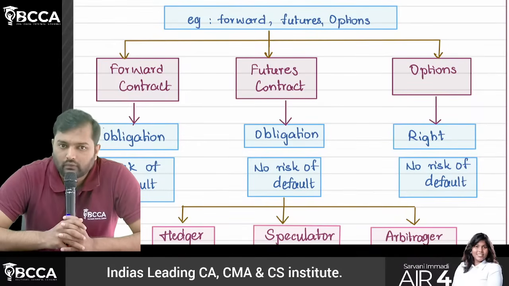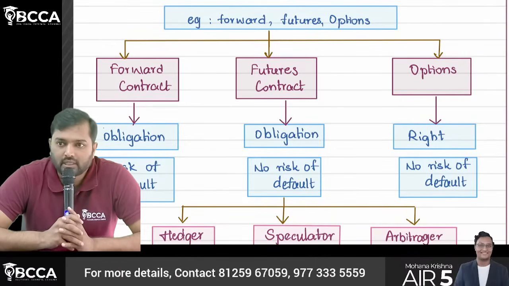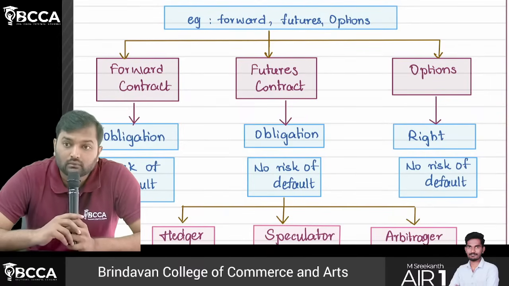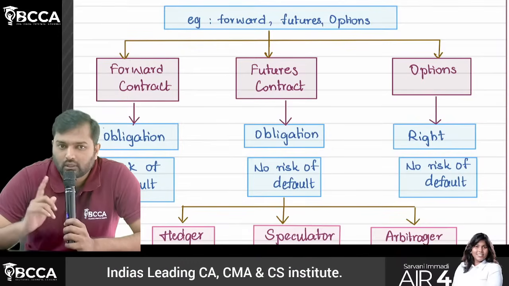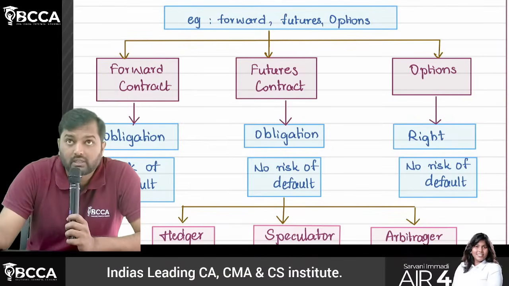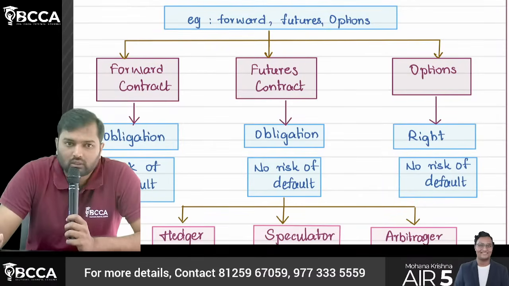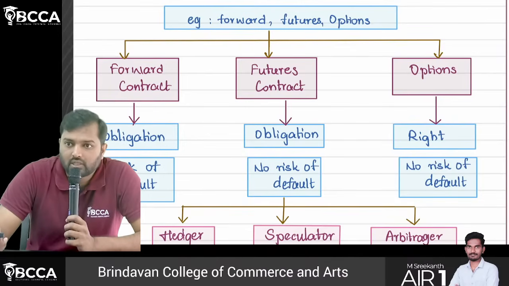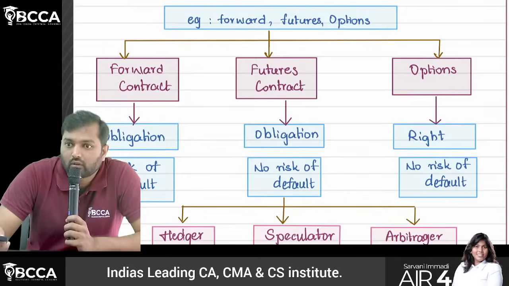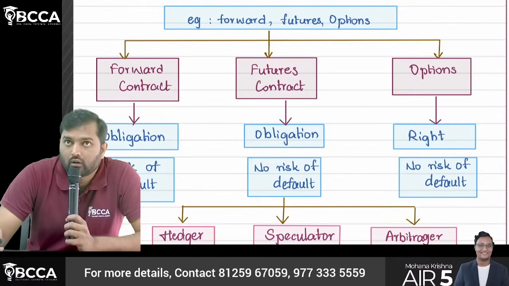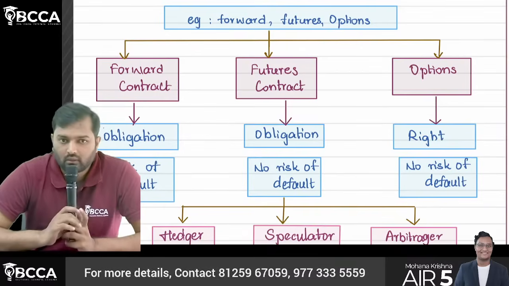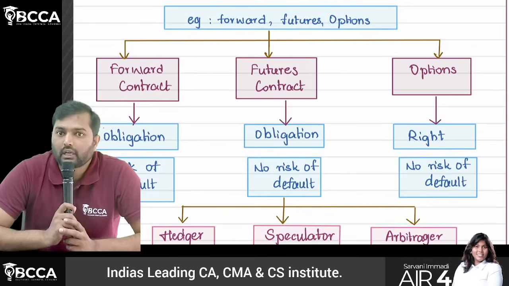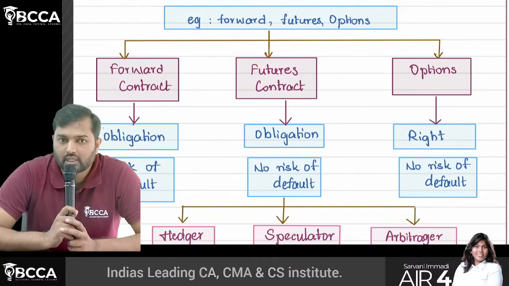Suppose on the maturity, the share price increases to 400. The buyer of the option will exercise the call option and will buy one share at the rate of 300, which is worth 400. So that means the call option value is 100 rupees.